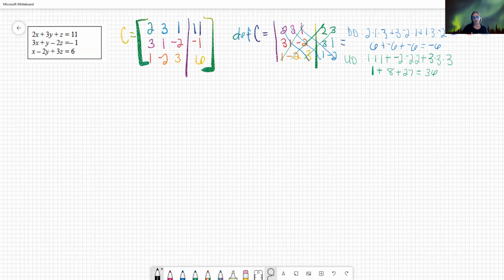Now we can find the determinant of C. It's going to be -6 minus 36, which equals -42.